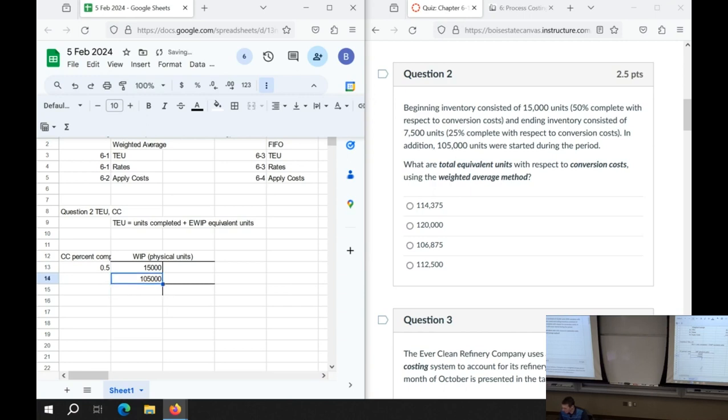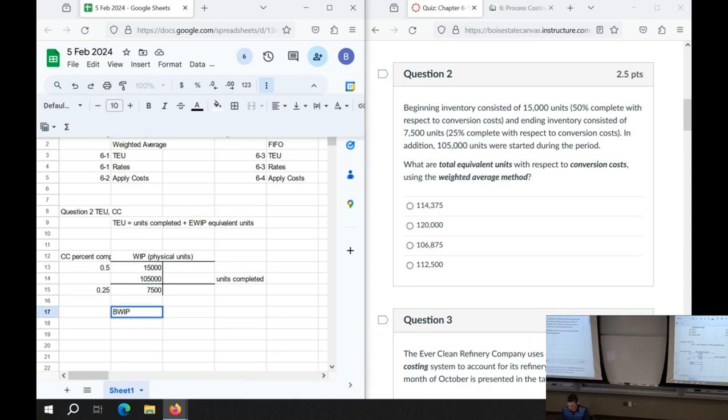We have 105,000 that we started. It's like we added that, debiting them to the WIP account. We put them into process. We started them, and we know we ended with 7,500 that are 25% complete with respect to conversion costs. So to balance this account, we have to have a certain number here, which is our units completed number. Okay, so we have a total of 120,000 right here, the sum of these two.